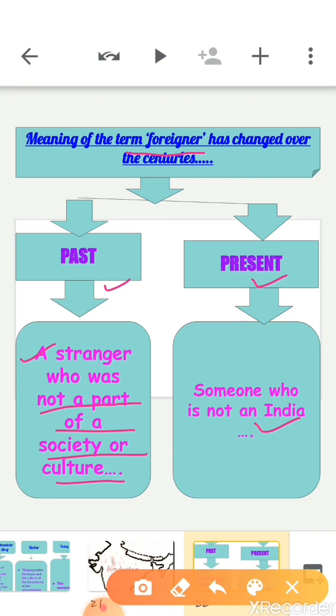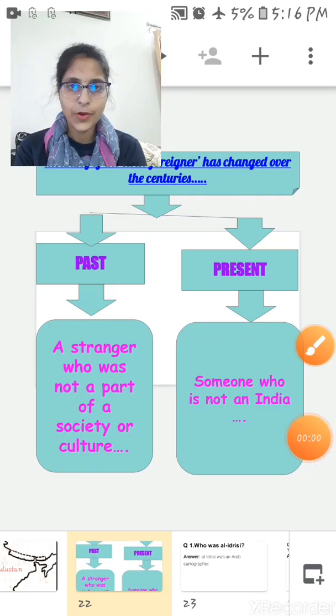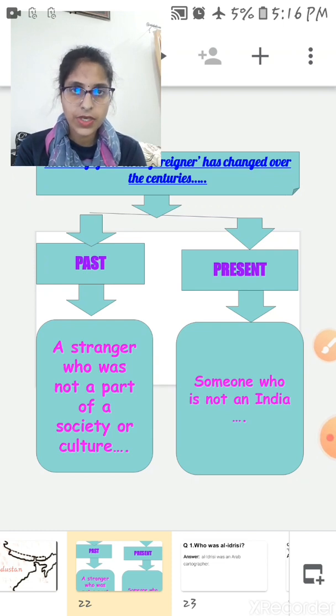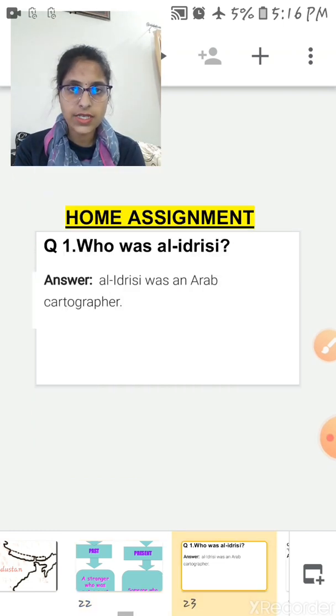That means that person was considered a foreigner. Just for example, a person from Delhi who went to Agra. In the medieval time period, that person was considered a foreigner. But today, only someone who is not an Indian is considered a foreigner. Is it clear? Now clear the terms new and old terminologies. I hope now you understand the topic. Okay, the rest of the topic we will cover in the next video. Now move on to the question answers.